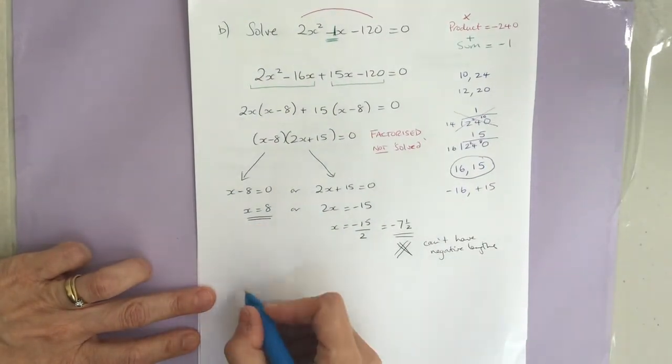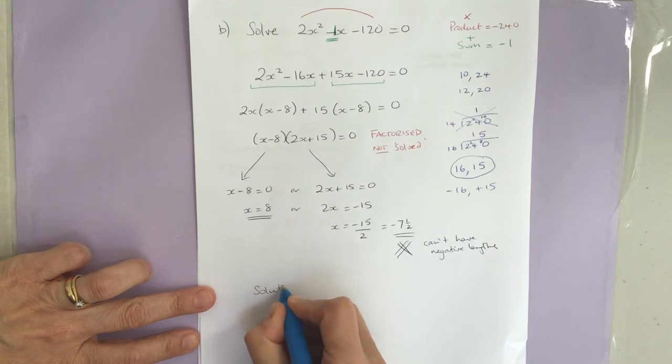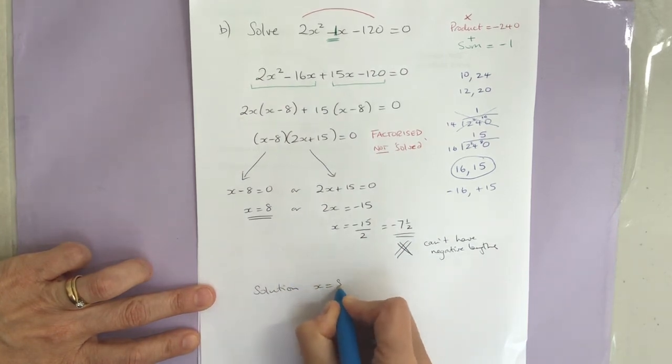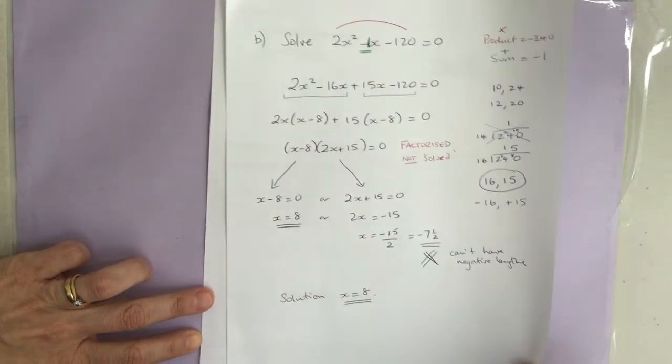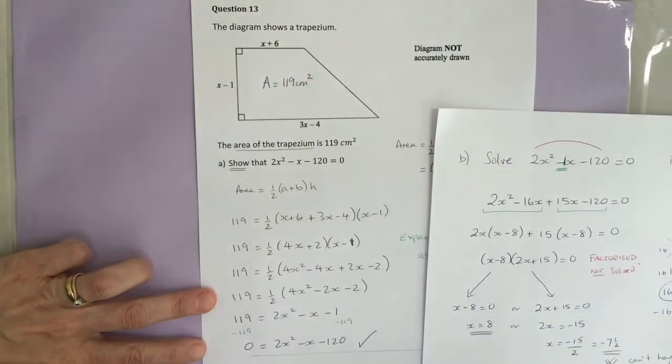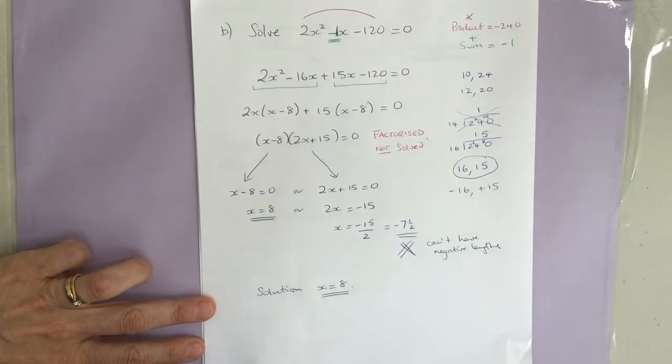So what's our answer here? Our solution here is x equals 8. And that was the answer to part B. And if the question asked you to find the different lengths, then we'd just substitute x equals 8 in here. But that's the final bit of this final question on that quadratics. So I hope that's explained that.